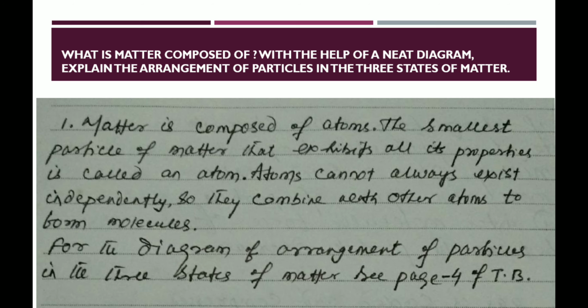With the help of a neat diagram, explain the arrangement of particles in the three states of matter. The answer, matter is composed of atoms. The smallest particle of matter that exhibits all its properties is called an atom. Atoms cannot always exist independently, so they combine with other atoms to form molecules. For the diagram of arrangement of the particles in the three states of matter, please see page number 4 of your chemistry textbook.